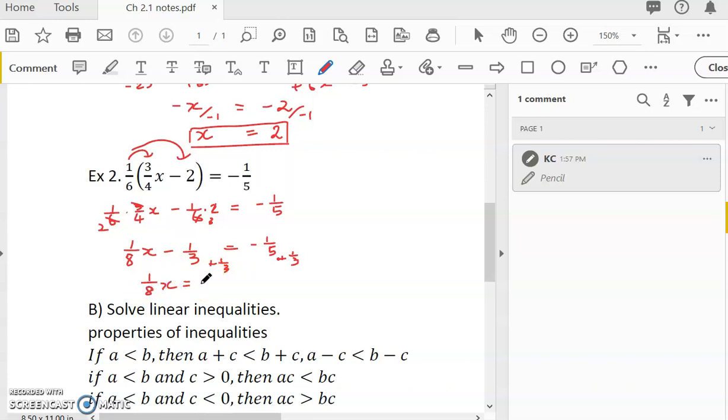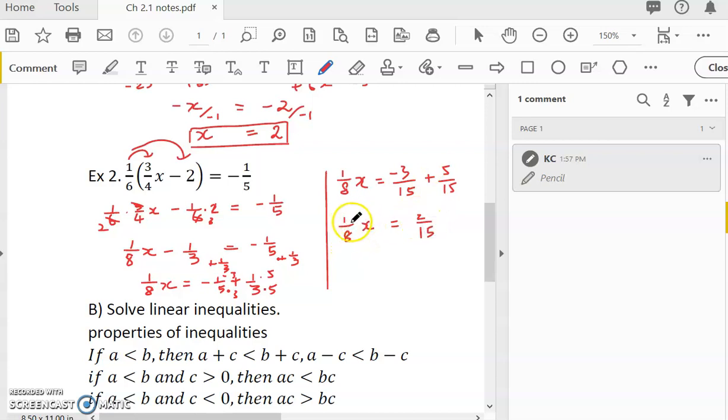On the other side, this would be negative 1/5 plus 1/3. So actually add the fractions. Okay, so 1/8 of x is equal to, I need to multiply 3 times 3 and 5 times 5, so I have negative 3 over 15 plus 5 over 15. Because when you add fractions, you have to use a common denominator. So 2 over 15, positive.